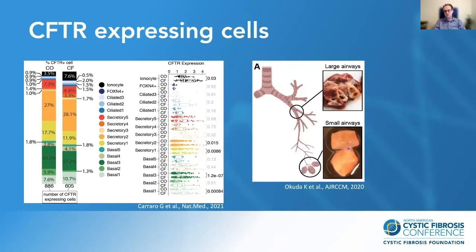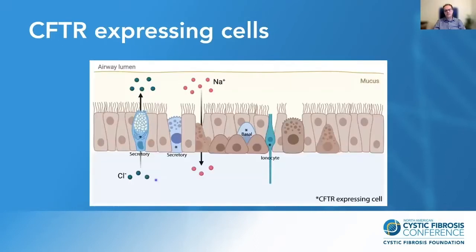And what we were able to show is that indeed also in the small airways, ionocytes do contribute to the production of CFTR, as well as secretory and basal cell subsets. Overall, this gives us a picture in which the airways of the lung contain this rare and specialized cell, the ionocyte, for the production of CFTR, but also subsets of secretory cells and of basal cells contribute to the overall production of CFTR in the lung. And this is important.